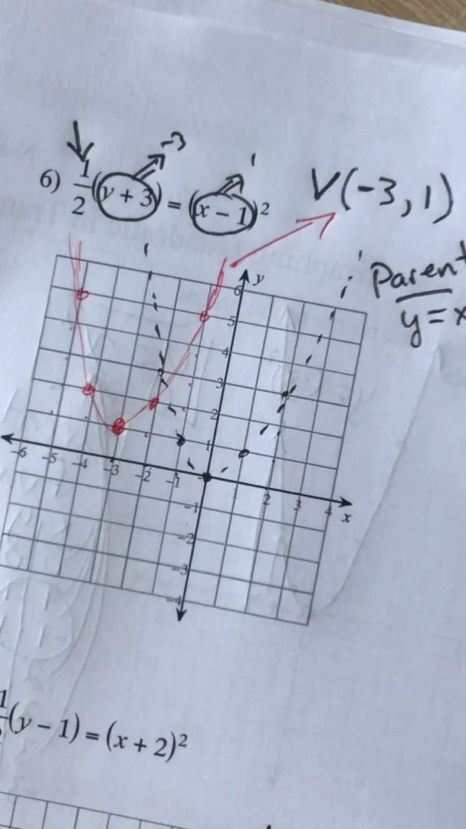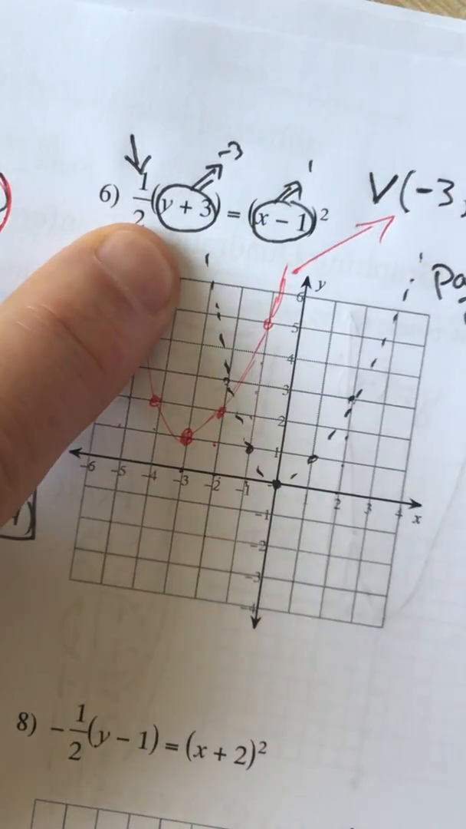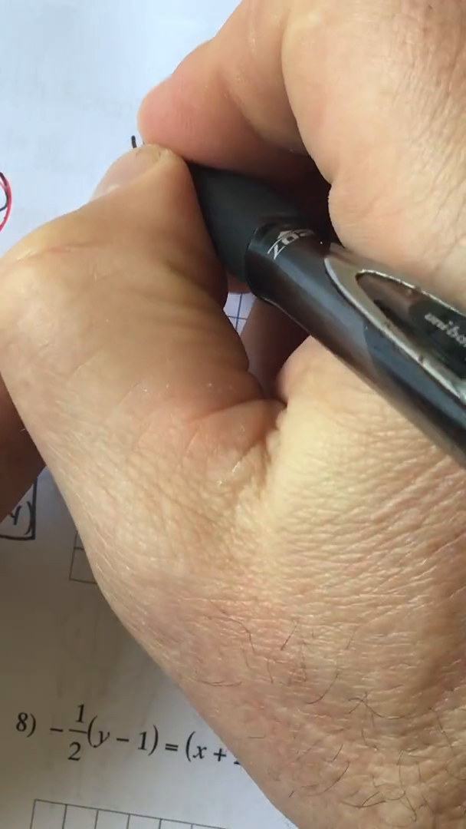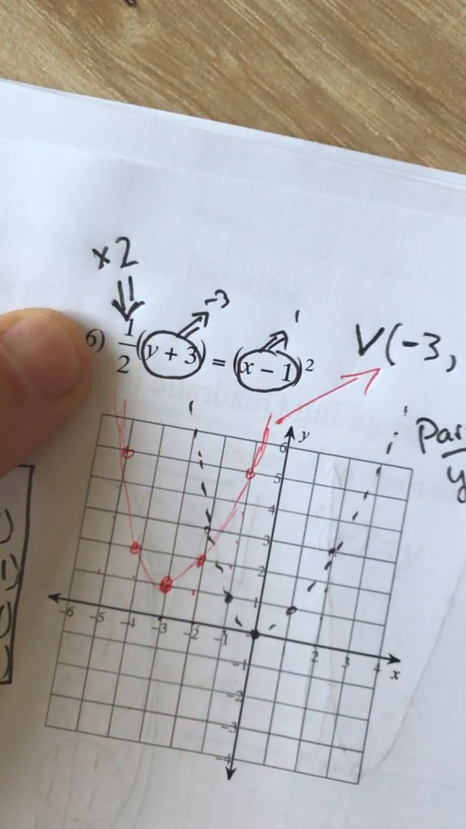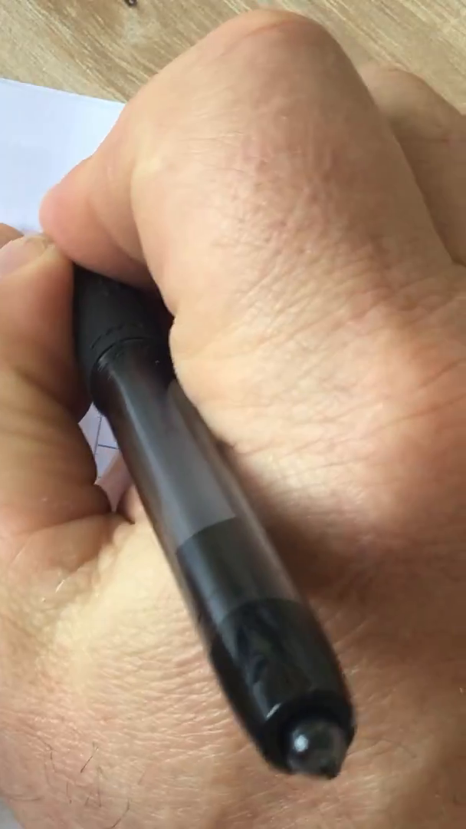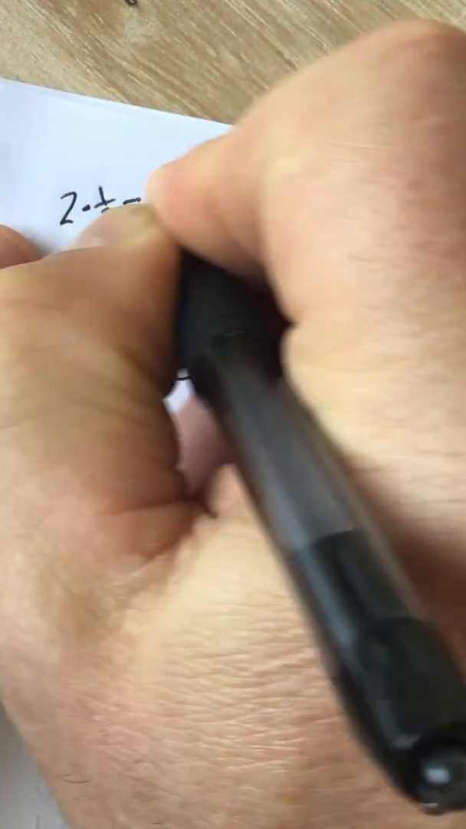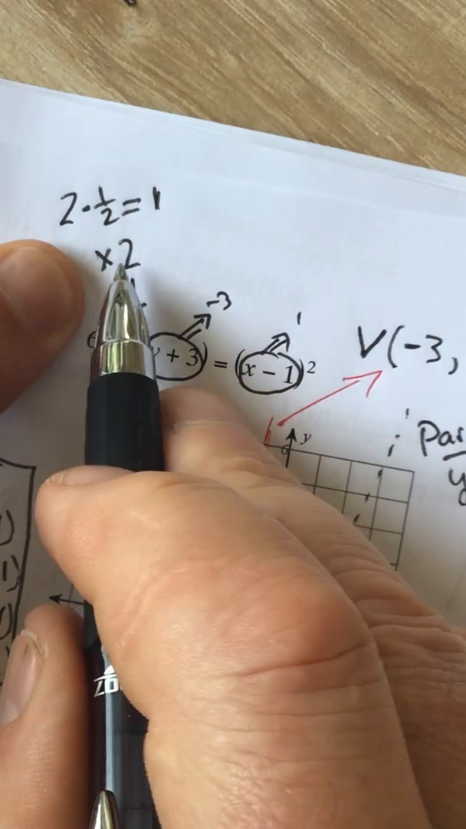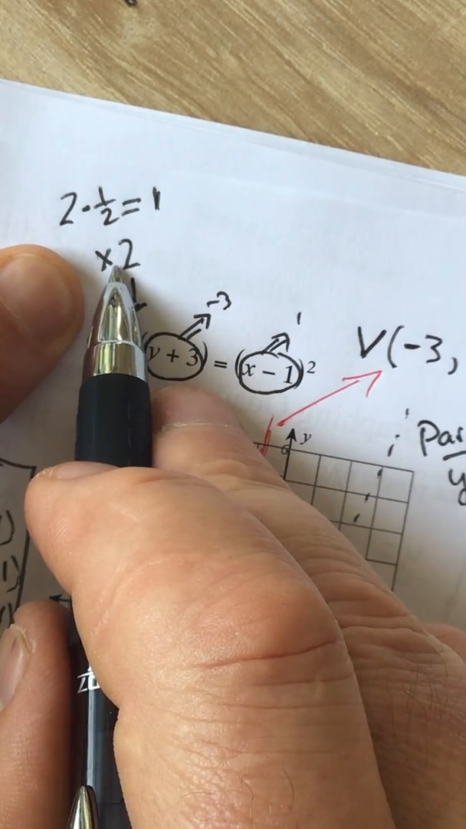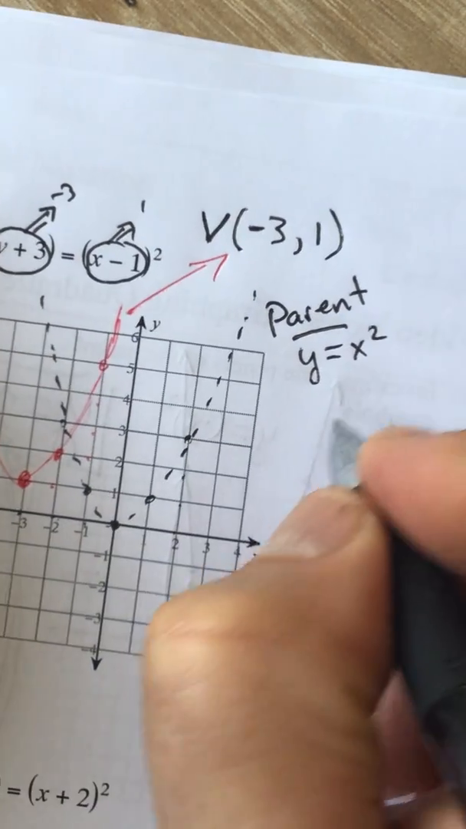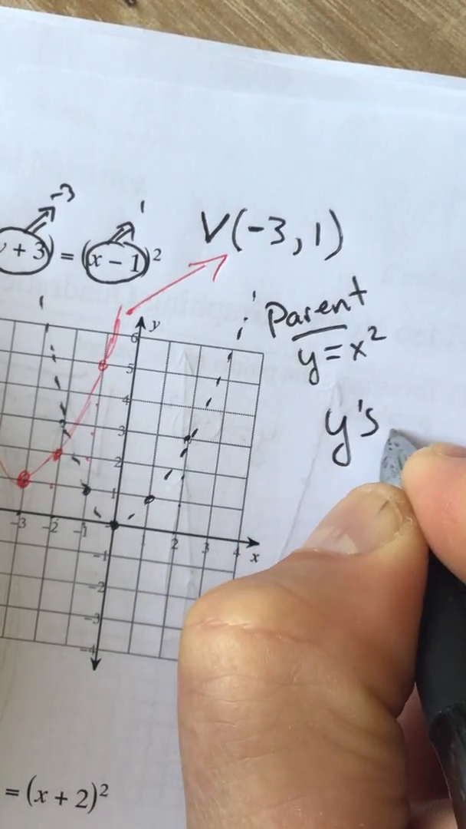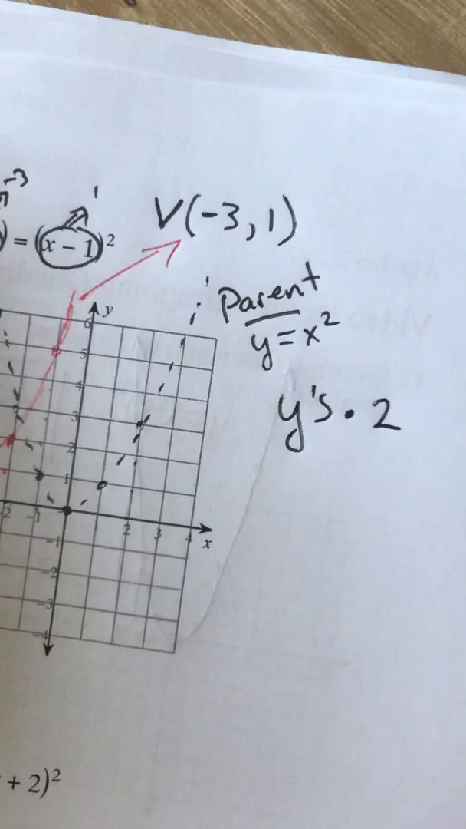So we have a multiplier of 1/2 on the y's. Okay, well the inverse of times 1/2 is times 2. So remember, multiplicative inverses are always trying to force 1. So 2 times 1/2 is getting forced to 1. So what's happening to the y's, they're all getting multiplied by 2. So the y values are all going to be times 2.